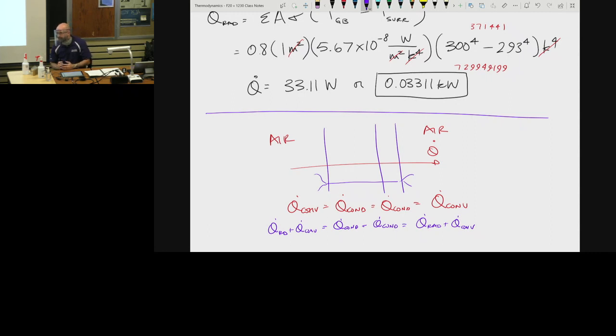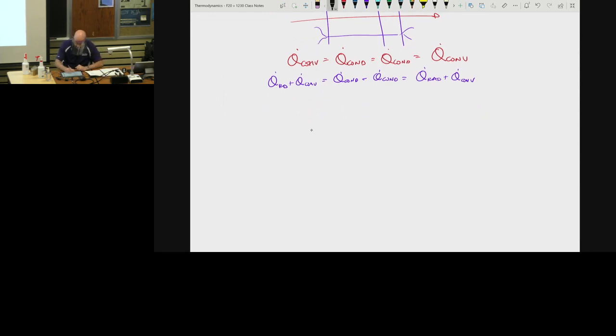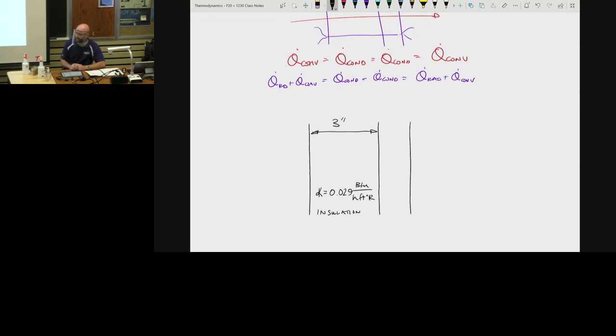Our walls can be very complicated, and when we take heat transfer, you'll deal with complicated walls. But we're dealing with pretty simple walls, and so the problem that I'm going to do here is a pretty simple wall. It has two layers. The first layer is insulation, and they tell me that the K value of this insulation is 0.029 BTUs per hour per foot per degree Rankine. And we're dealing with 3 inches of this insulation.